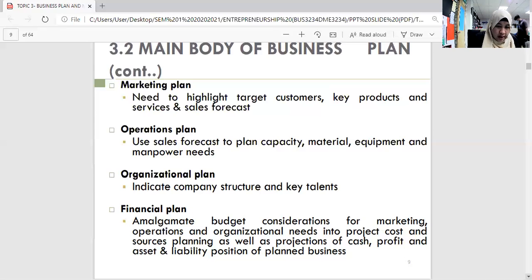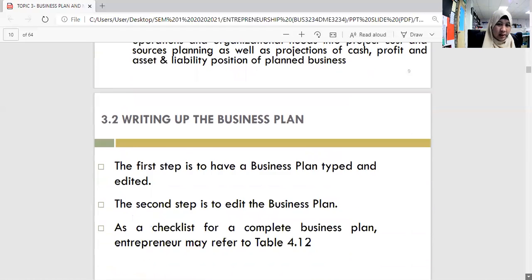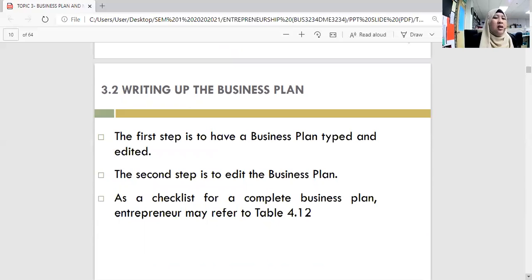And then we also have the next one: how we want to write up the business plan. How do we write a business plan? The first step is to have the business plan typed and edited. It has to be typewritten. You cannot use your own handwriting to write down your business plan. It should be formalized, typewritten and edited. And the second step is to edit the business plan.